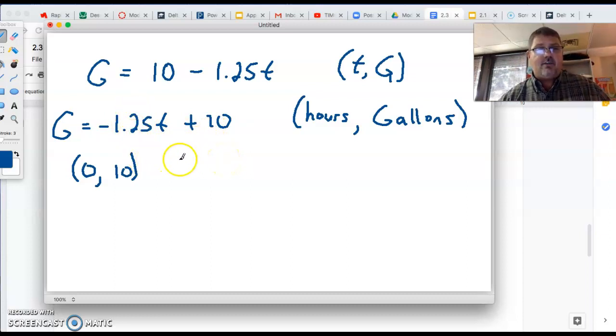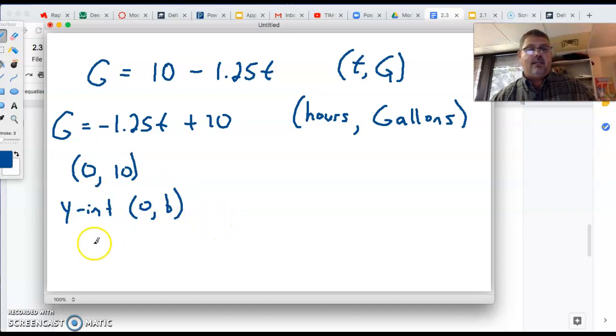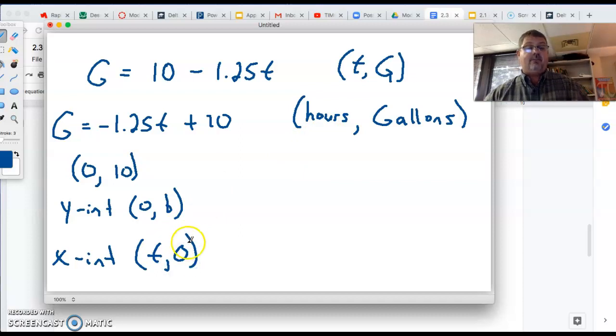Now let's note here, y-intercepts are always (0, b), and x-intercepts, in our case here, are going to have a time and a 0 for G. That's what an x-intercept is. So what we need is to put that 0 in for G and solve the equation to answer the question. Then we can discuss the context. So we need to solve.